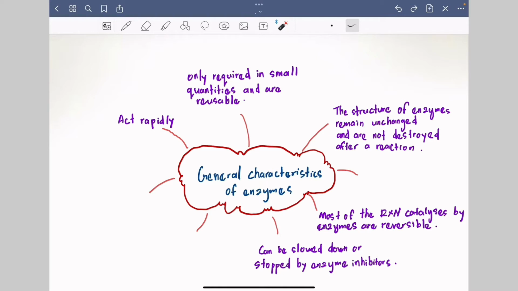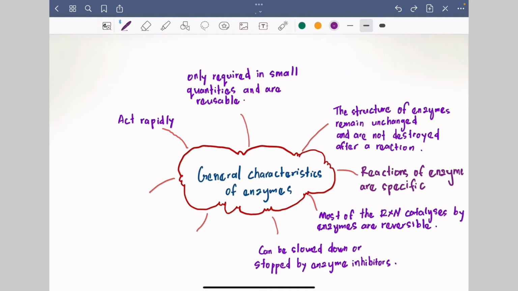And then the reactions of enzymes are specific. This tells us that enzymes are very specific. One enzyme is responsible for breaking down a specific substrate.